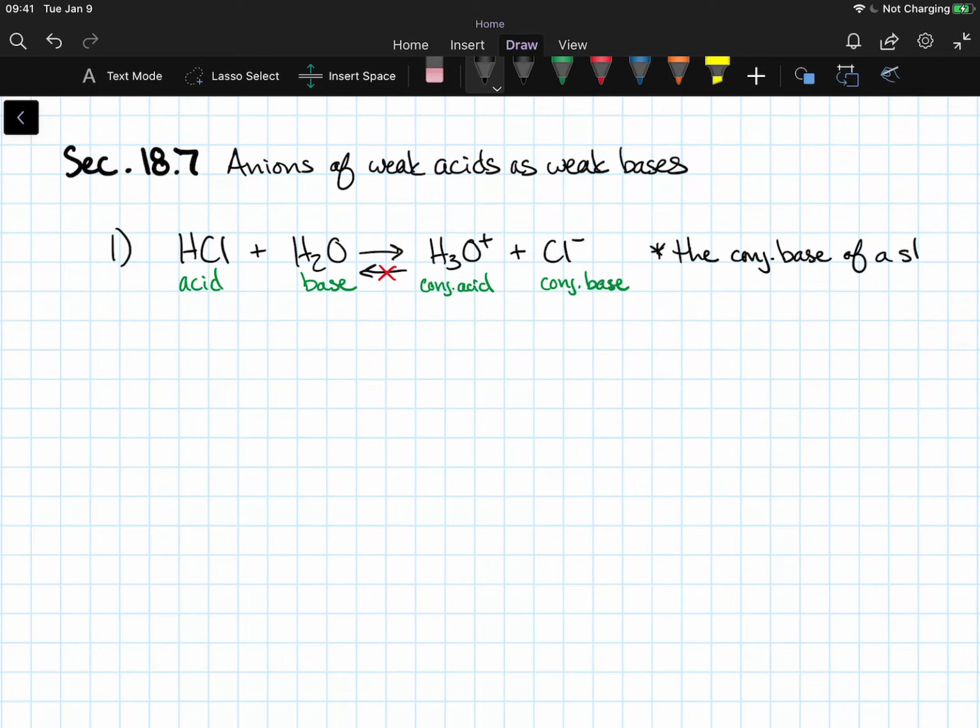of a strong acid is too weak. So it really does nothing.